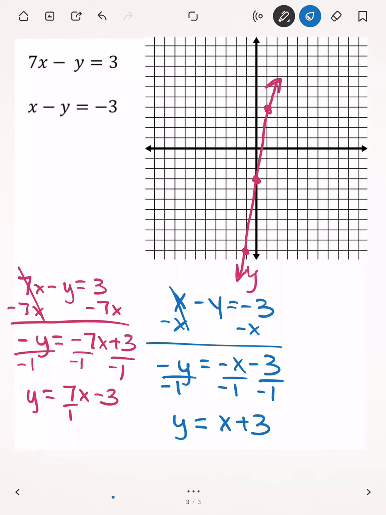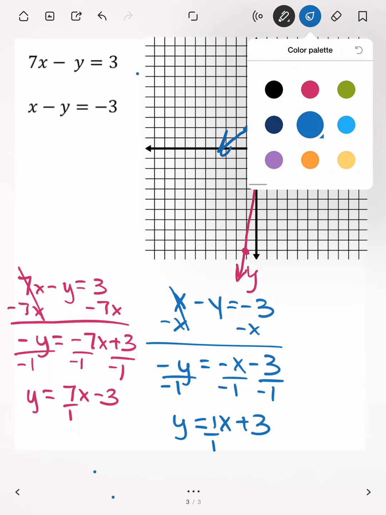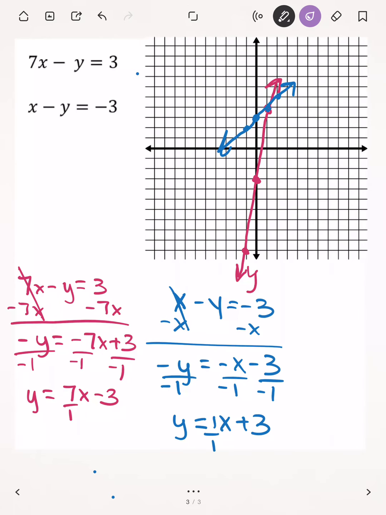On this one, my y-intercept is positive 3, so I go up 3. And my slope is 1 over 1. So I go up 1 over 1, up 1 over 1. I could also go down 1 in the negative direction 1. Two negatives make a positive. But I only need enough points to see where the two lines intersect. Looking at this one, they intersect right here. So I just need to determine that point. It is 1, 4. So my solution to this would be 1, 4.